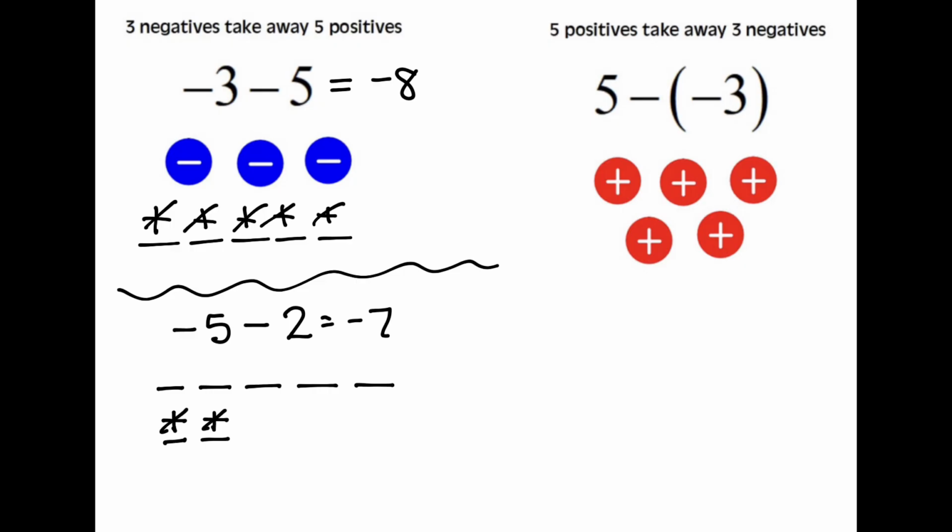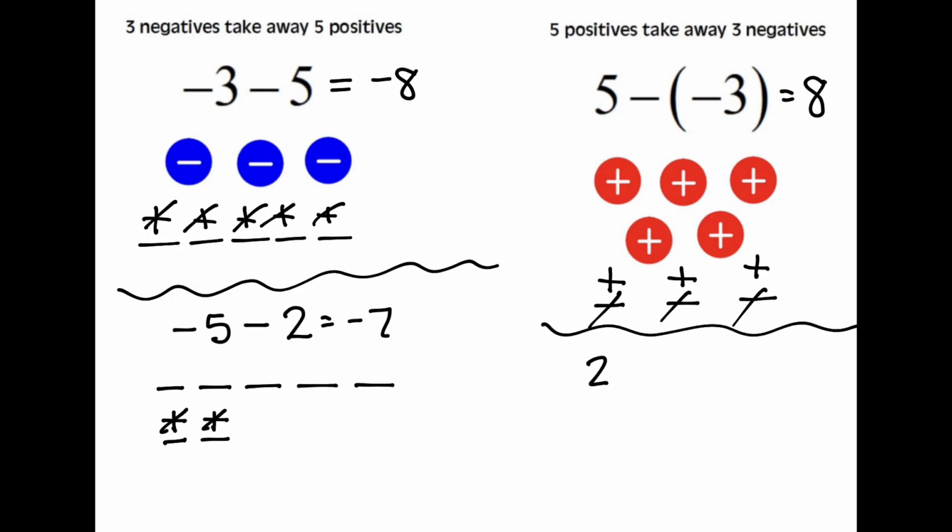Okay, last one on this page, and I'll add one extra. So here we go. Start with 5 positives, and you want to take away 3 negatives. There are none. So let's draw them in. There's one negative as half of a zero pair, another negative as half of a zero pair, and the third negative as half of a zero pair. Cancel those out. So now I have the 5 positives I started with, 6, 7, 8. So 8 positives.